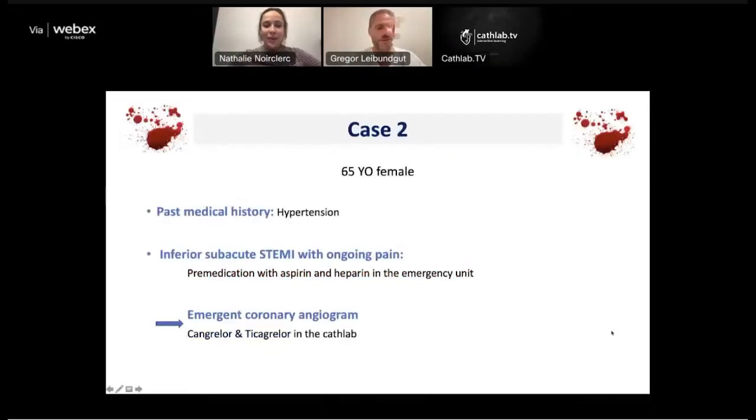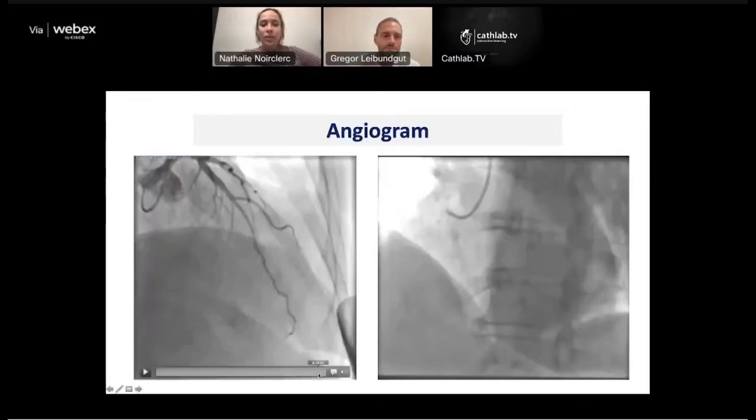So the second case is about a 65-year-old female who had just hypertension as past medical history. This case was in another hospital, performed by a colleague. This woman came for a subacute inferior STEMI, but she still had pain, which is why she came to the cath lab for a percutaneous revascularization. She received aspirin, heparin, cangrelor, and ticagrelor. You can move to the next slide so we can see the angiogram.